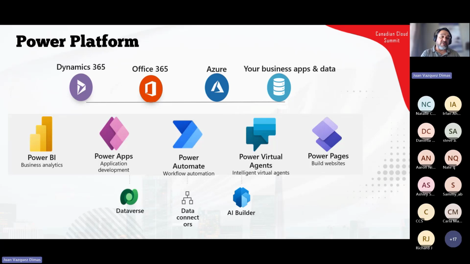So remember, we have Power Platform: Power Apps to create applications, Power Automate to create flows, and Copilot Studio to create your custom agents. So how does AI Builder integrate here in the Power Platform?